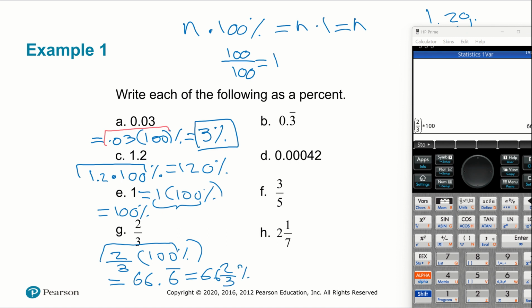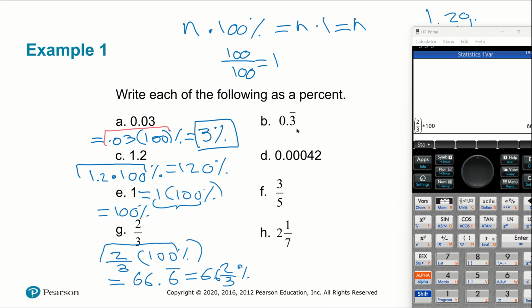Okay? Now, that makes sense once again. Remember, always think about whether your answers are reasonable or not. 2/3 is, of course, less than 1. Well, between 0 and 1. So we expect it to be a percentage less than 100%. Okay. How about this one?